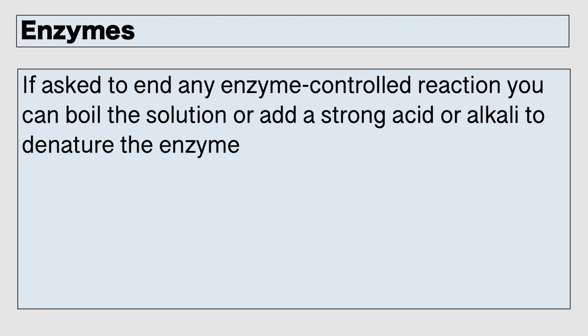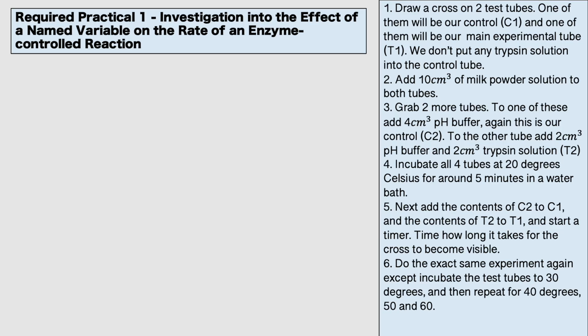And finally, I just wanted to add this because I've noticed it come up in exam questions a lot. So if you're asked to end any enzyme-controlled reaction, you can either boil the solution or add a strong acid or alkali to denature the enzyme.